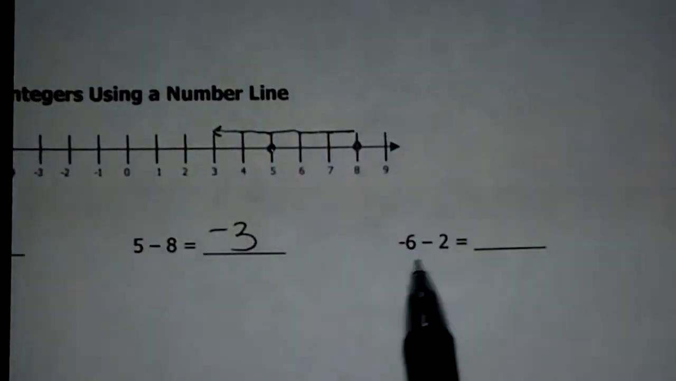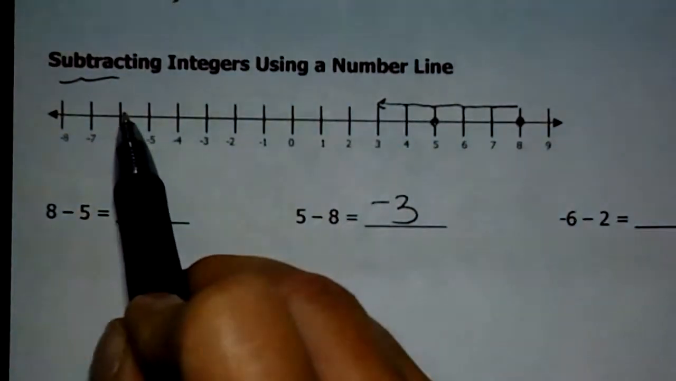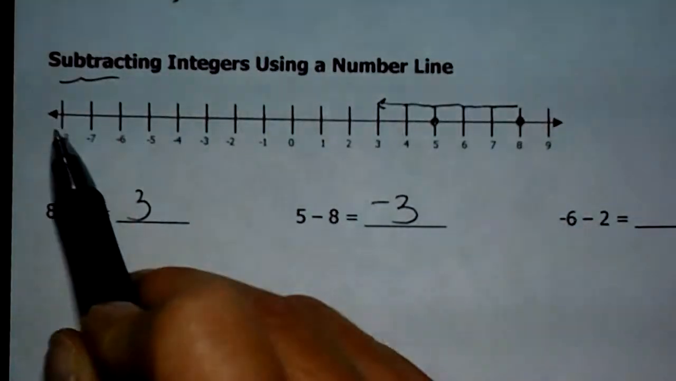And the last one here, I have -6 minus 2. So -6 tells me where to start. And if I'm taking 2 away, here's my -6. 2 away means to the left. 1, 2. That would be -8.